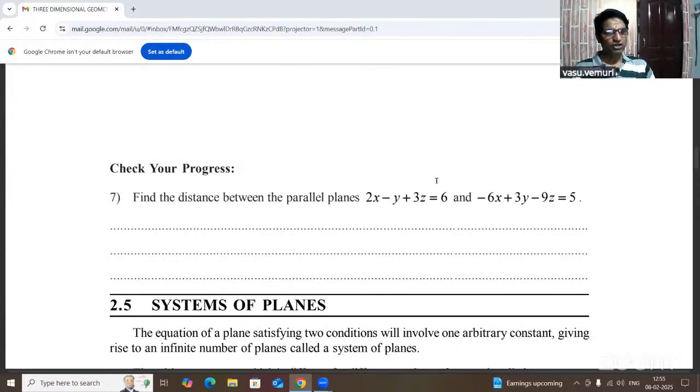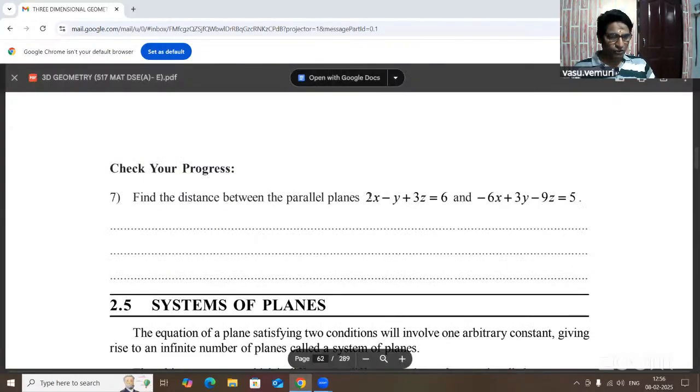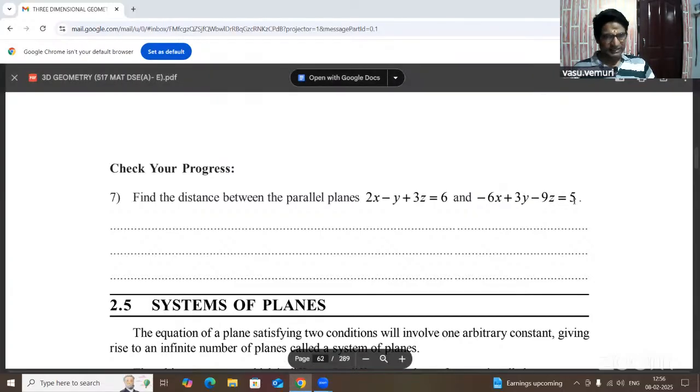Now, this is also for your practice. There are two planes given: 2x minus y plus 3z equal to 6 and the second one, minus 6x plus 3y minus 9z equal to 5. Now, here a1 is 2, minus 1, 3. This is also the same, because minus 3 is common in the second plane. After taking minus 3 common, 2x minus y plus 3z equal to 5 by 3.